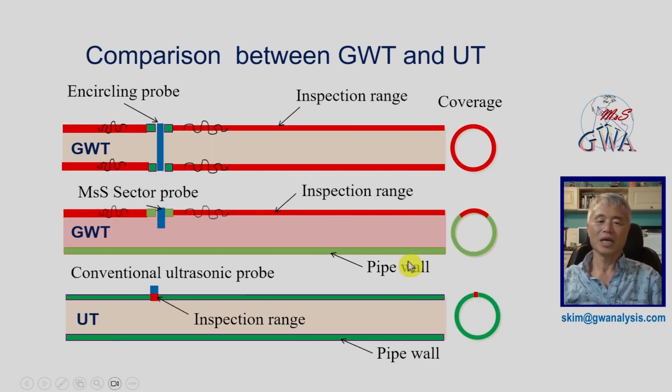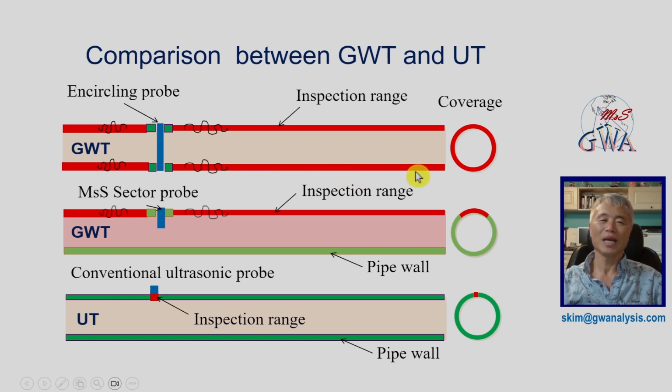Now let us compare guide wave testing and ultrasonic testing method. Both methods are the same in finding defect in the pipe wall using ultrasonic image of reflected waves. The main difference is coverage as shown in the schematic drawings. The coverage of two methods are marked using red solid lines.